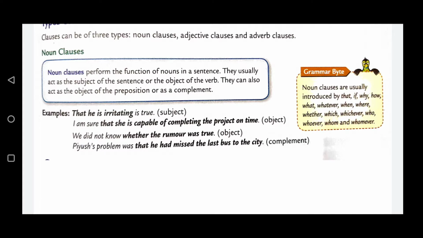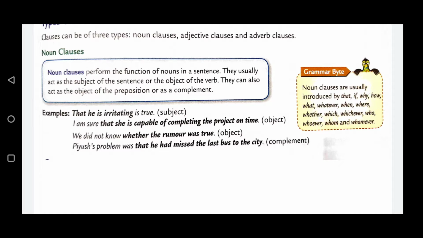Piyush's problem was that he had missed the last bus to the city. What was Piyush's problem? Again I am getting an answer. It was that he had missed the last bus to the city. It's a complement. So, we are talking about Piyush's problem. About the noun we are talking, therefore it is a complement. But in all the four sentences, we are getting an answer to the question what? Though our clause starts with that or whether, it doesn't matter. When we are getting an answer to what, it is a noun clause.